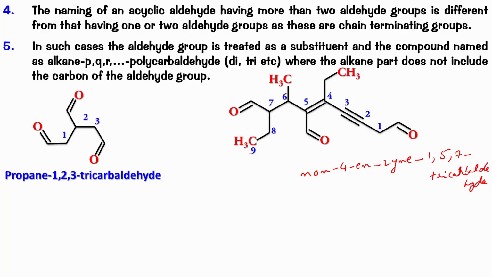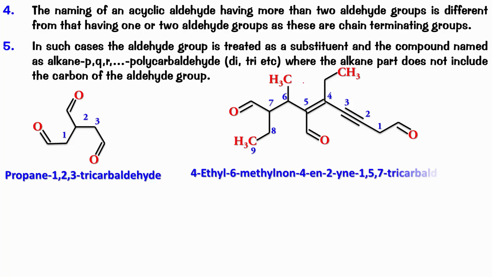This is the parent, and now you put the prefixes ethyl, methyl and stuff like that. So this is going to be 4-ethyl-6-methylnon-4-en-2-yne-1,5,7-tricarbaldehyde. So this is how you name when you have more than 2 chain terminating functional groups. It's valid for all of those which are chain terminating functional groups.